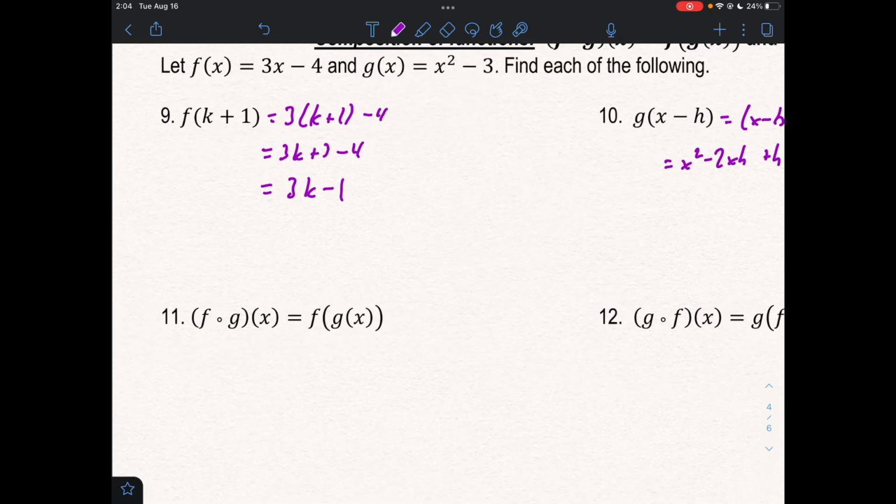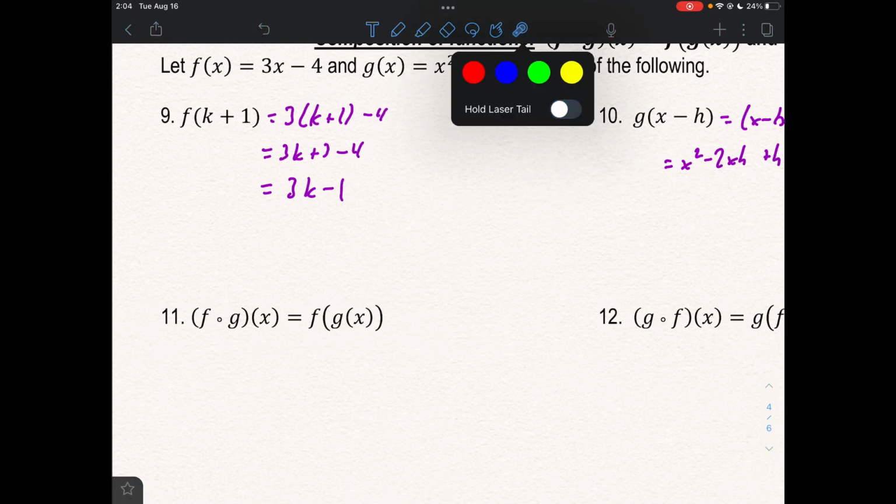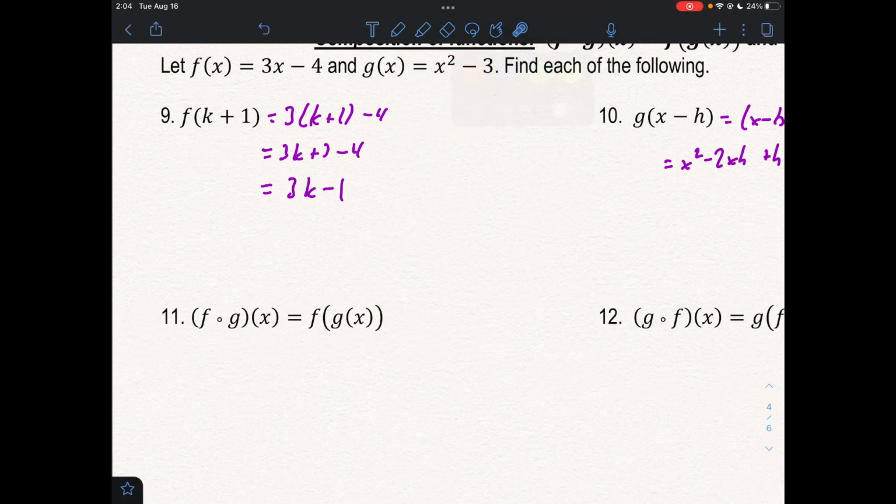All right, compositions, f of g. We're going to take all of g, which is x squared minus 3, and we're going to put that in for x in f. So this whole thing goes in there for x. So we have 3 times x squared minus 3, minus 4, which is 3x squared minus 9 minus 4, or 3x squared minus 13.